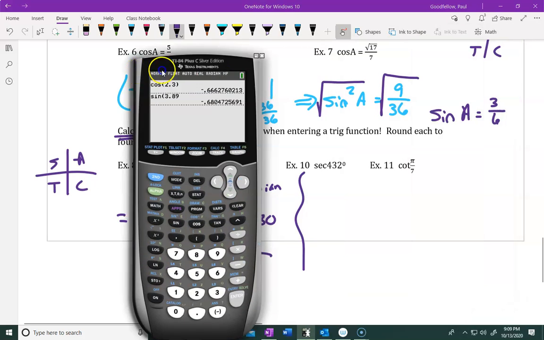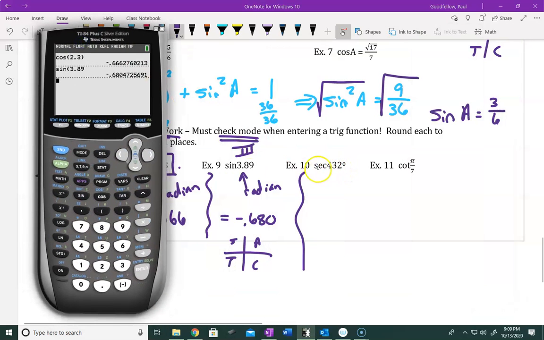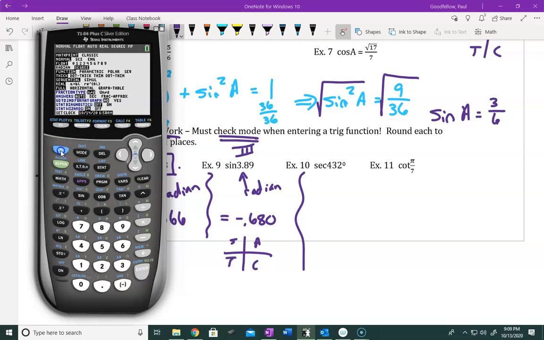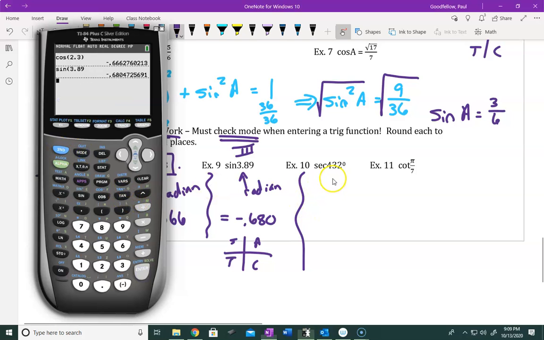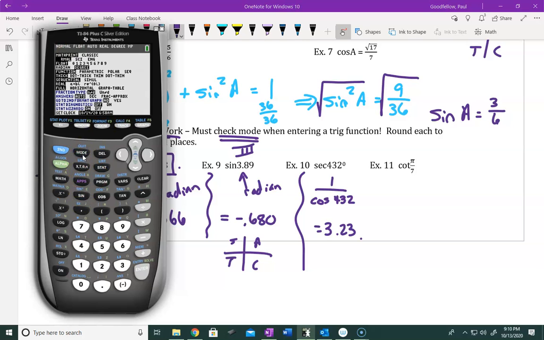Now, if we do the secant question that's over here on the other side, that 432 is actually in degrees. Mode change. You're going to go back and forth with this mode thing so much that you'll get it under control. This would be written with the inverses that you've talked about in the past as 1 divided by cosine of 432, and that answer would be 3.23. Pretty straightforward. That's how big the angle is. And is it in degrees? Hold on. Yeah, it's in degrees.